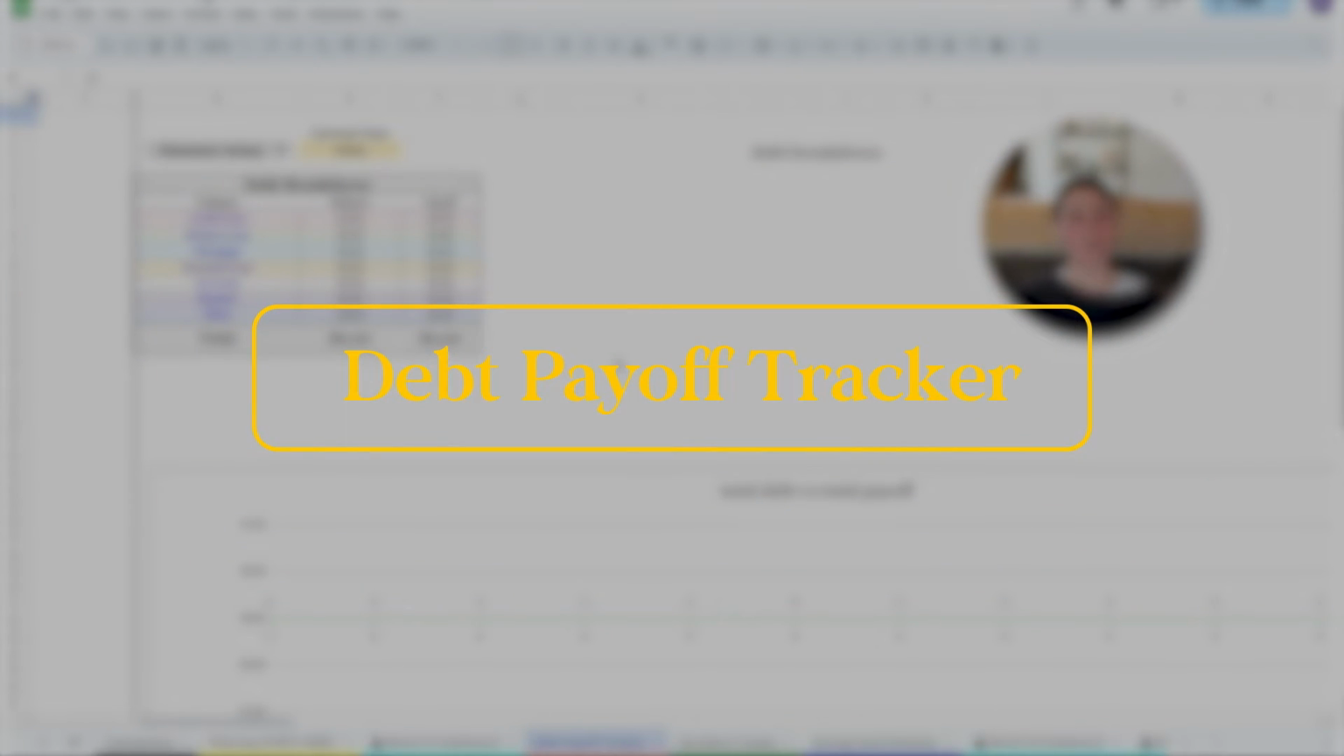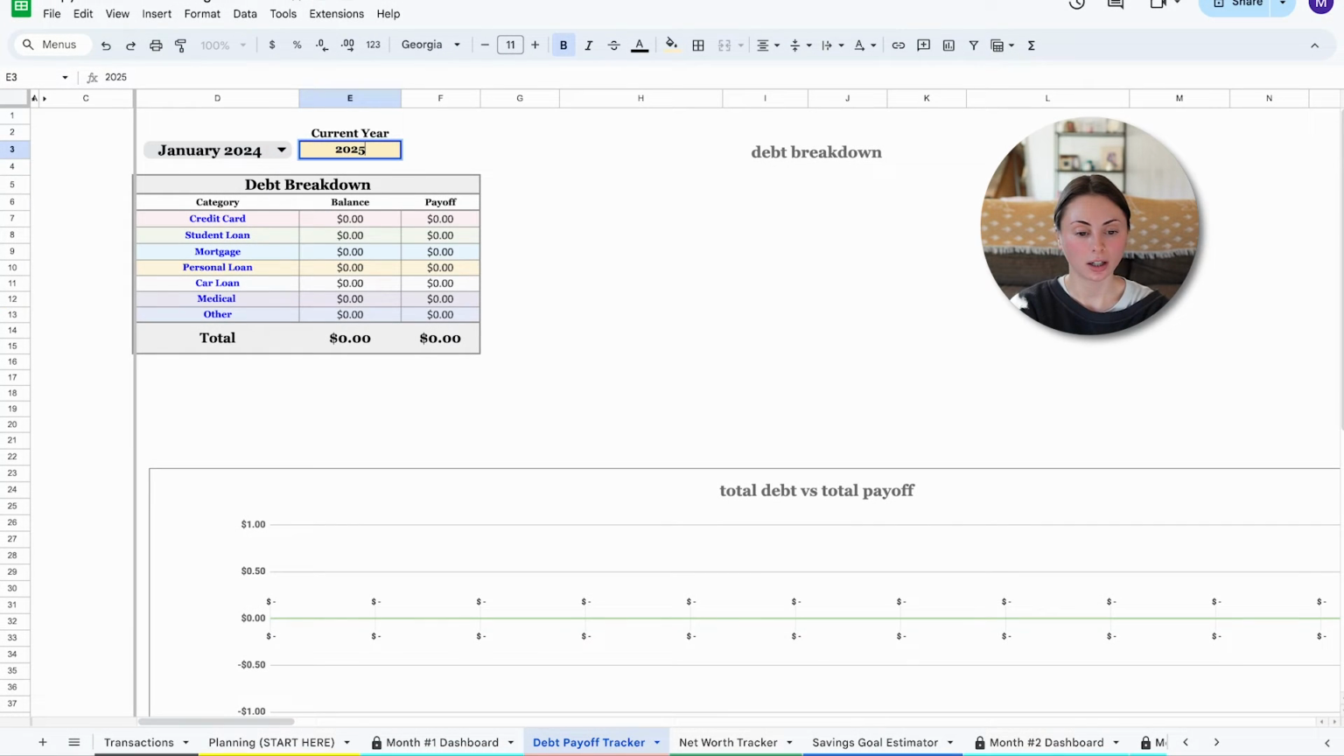Next is the debt payoff tracker. I'm so excited for these updates. So if you had the template before, I think you're gonna like these changes. Again, update the current year. So this is for 2025. We're going to switch to January 2025, and we're going to set up my debt categories. All of the blue text here is customizable. If you have a different debt category, you can enter that here.